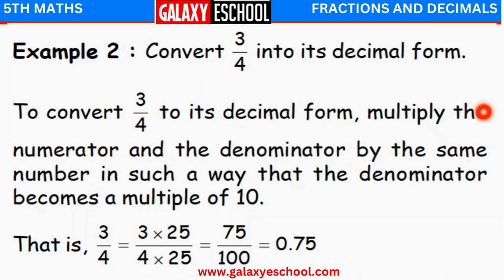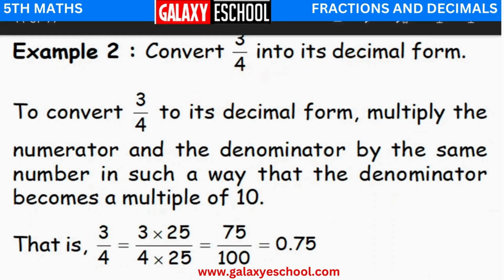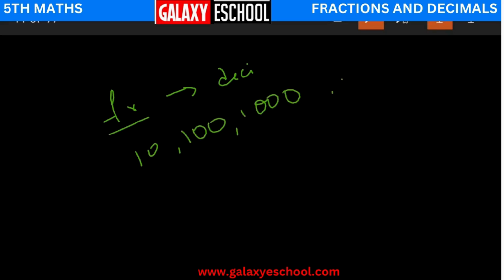Today's class from the topic decimals, we are going to continue the conversion of fractions into decimal form. In the previous class, we have learned how to convert fractions into decimals where the denominators of the fraction are 10, 100, 1000, 10,000 and so on.